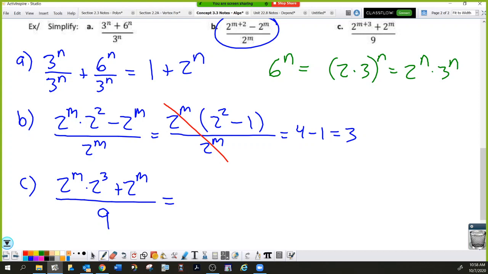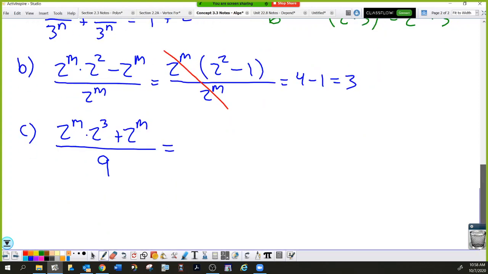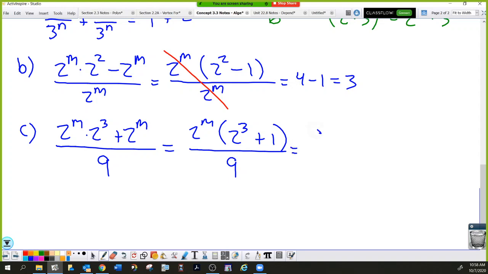Now, on the top, this 2 to the m can be pulled as a GCF. So I get 2 to the m. What it leaves me inside is a 2 to the 3 plus 1. And 2 to the 3 is 8. 8 plus 1 is 9. So 9 times 2 to the m over 9 equals 2 to the m. There we go. Woot. So much fun.